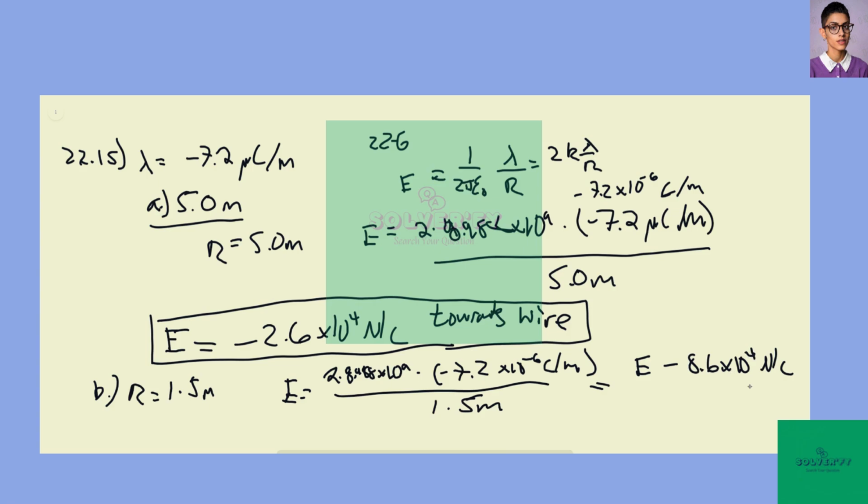So that makes sense. We have a stronger electric field closer to the wire, and it decays as we go farther away, which is what we expect. And since this is negative, it is also, like part A, towards the wire. Awesome. That is it.